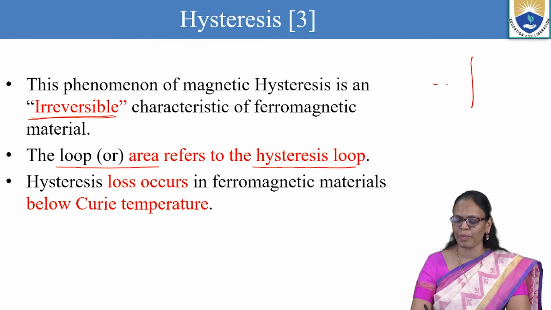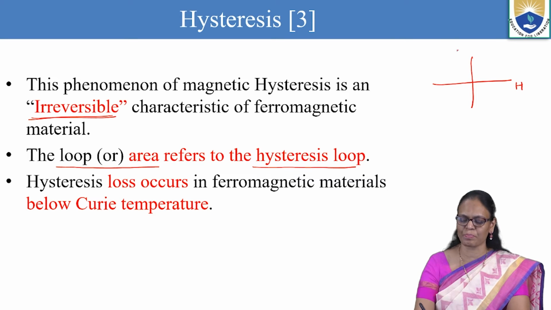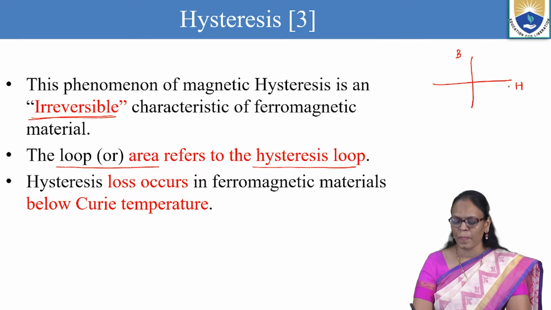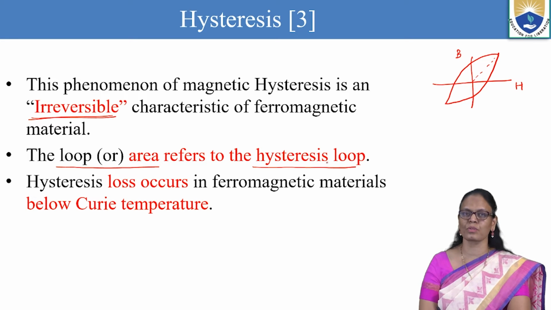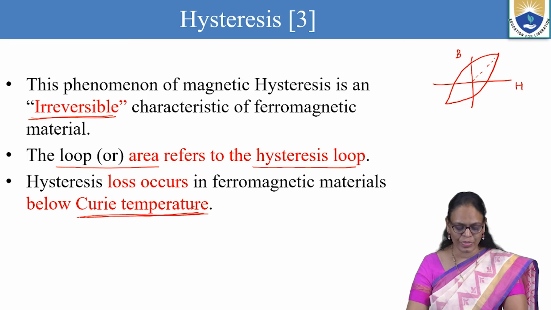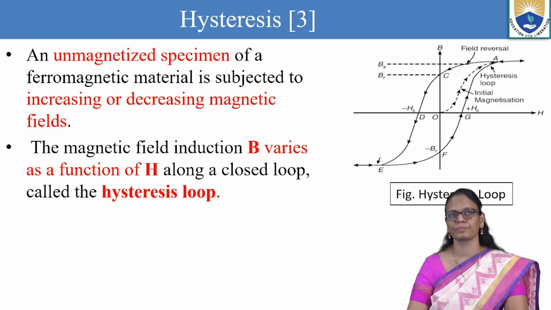When we plot a graph of H versus B, we said B is lagging behind H. When we magnetize a material and then withdraw the field, you may get a loop like this. This loop we call the hysteresis loop. And hysteresis loss occurs below the Curie temperature, so whenever the material is behaving like a ferromagnetic material, this hysteresis loss occurs.